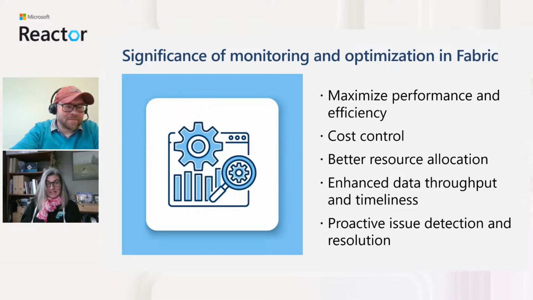Better resource allocation, kind of the same thing we just talked about. Timeliness, proactive issue detection and resolution. Something might work today, but it might break tomorrow. So you need to constantly be monitoring to make sure that your end users are happy and you're not going over the resources that you have.